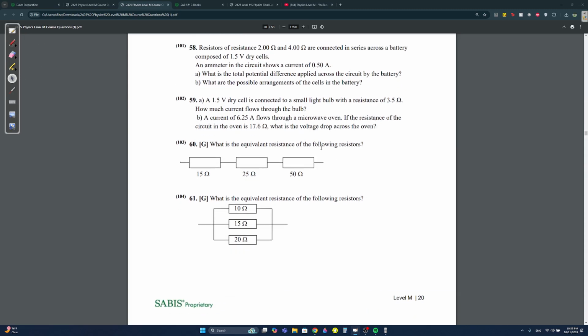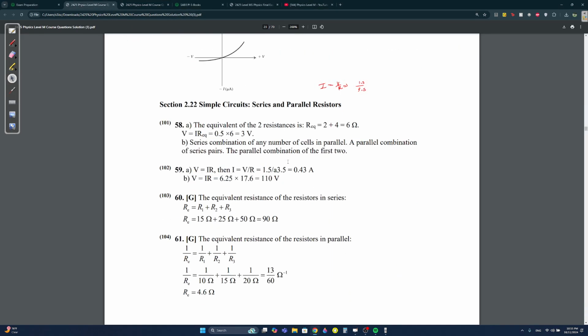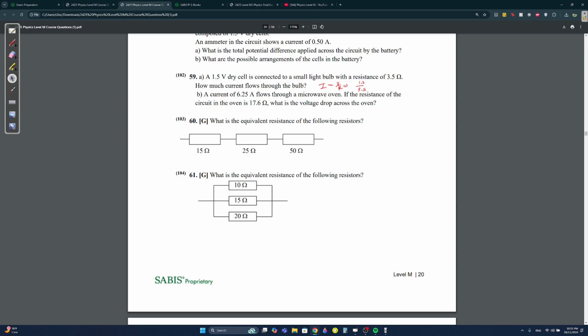A 1.5 volt dry cell is connected to a small light bulb with a resistance of 3.5 ohm. How much current flows through the bulb? I is equal to V over R, right? Therefore, you're going to get 1.5 over 3.5, which is a repeating decimal, about 0.43 A.